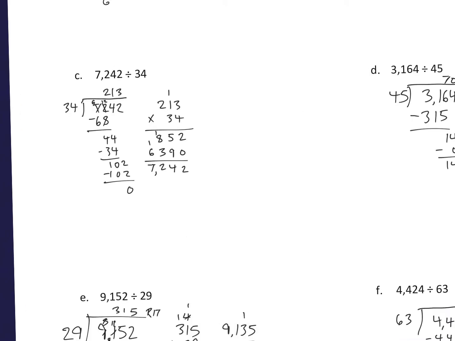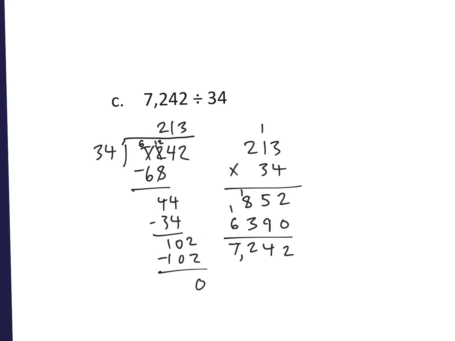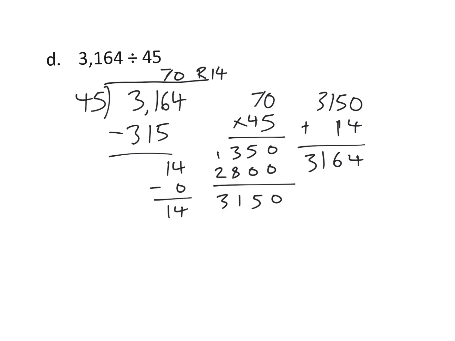So here we go. Over here for C, we got the answer 213. We see that has no remainder, so the answer is exactly 213. Check your answer. If you didn't get it right, you can always pause and check. And then right here for D, we got 70 with a remainder of 14. If you didn't get it right, pause and check the work.